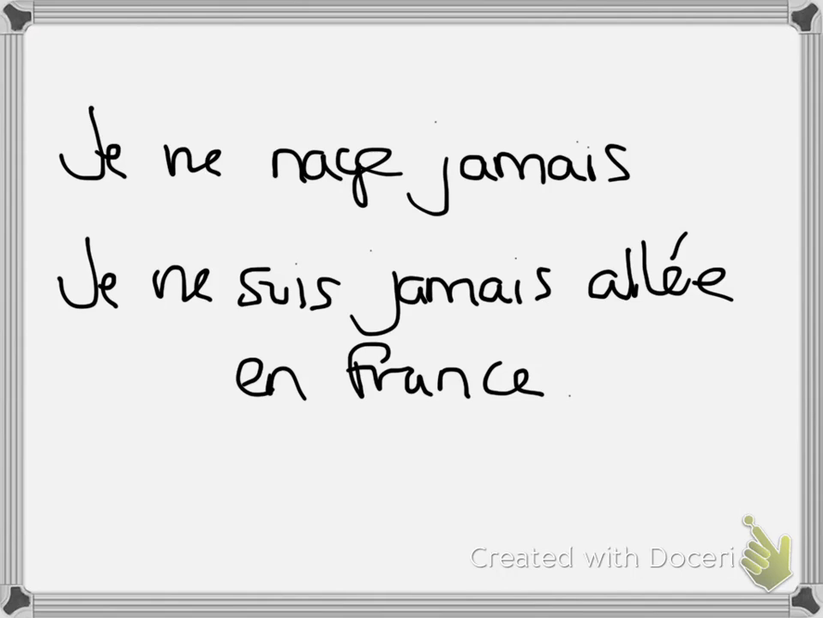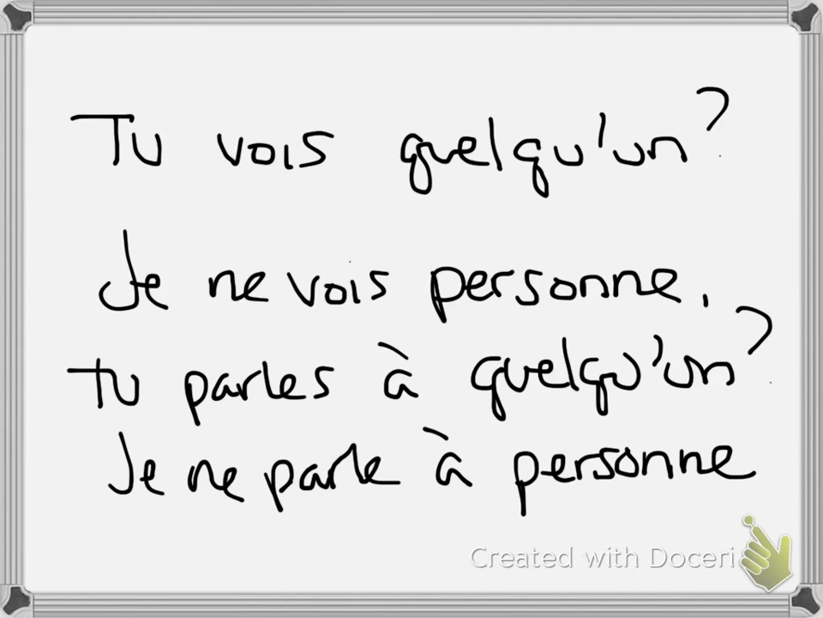So if we look at some examples. Je ne nage jamais, present tense, I never swim. Je ne suis jamais allé en France, I never went to France. Another example, tu vois quelqu'un? Do you see someone? Je ne vois personne. I don't see anyone. Note that the personne goes in the same position in the sentence as quelqu'un.